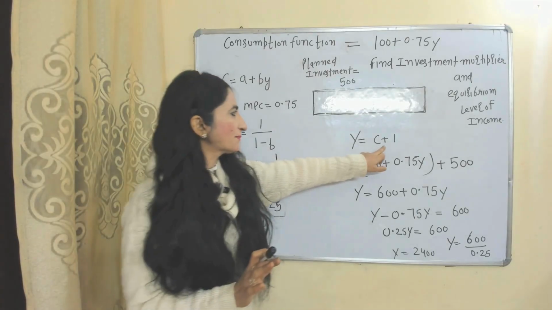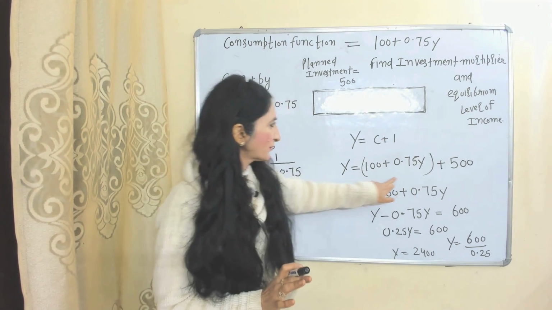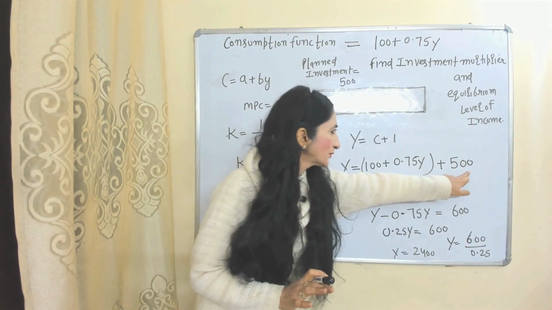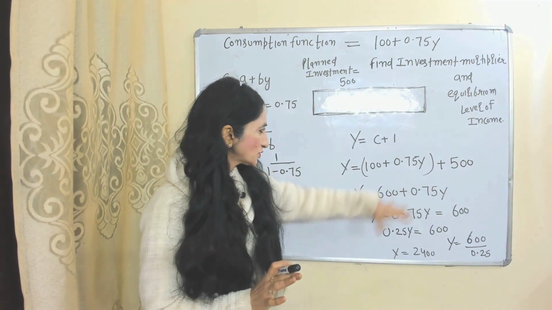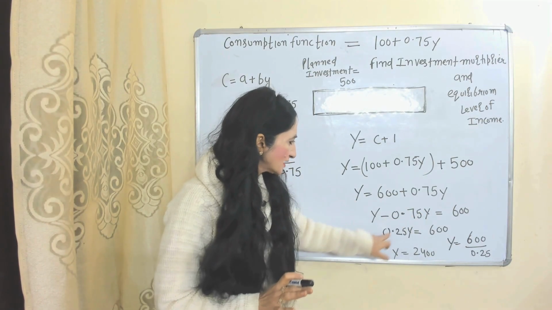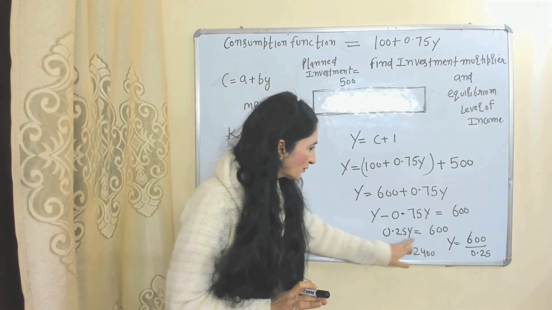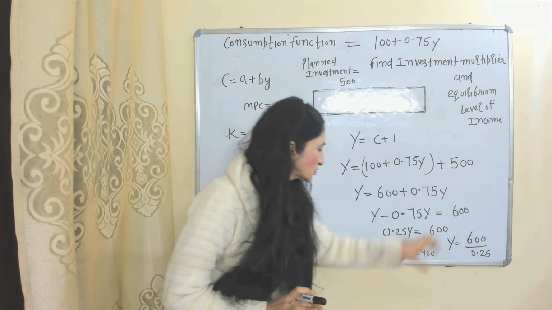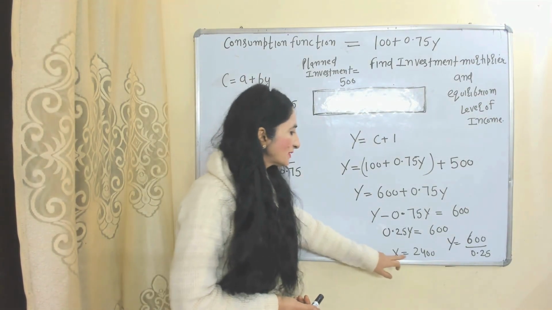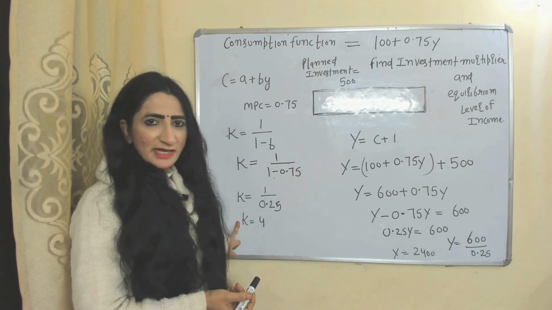Income equals C plus I. C is equal to this one. So in place of C, we will put this. And investment is 500. So in place of I, we will put 500. When we solve, this will come to this side as minus 0.25 Y, and 0.25 Y will come below, and when we solve, it will become equal to 2400. So equilibrium level of income is 2400 and investment multiplier is 4.